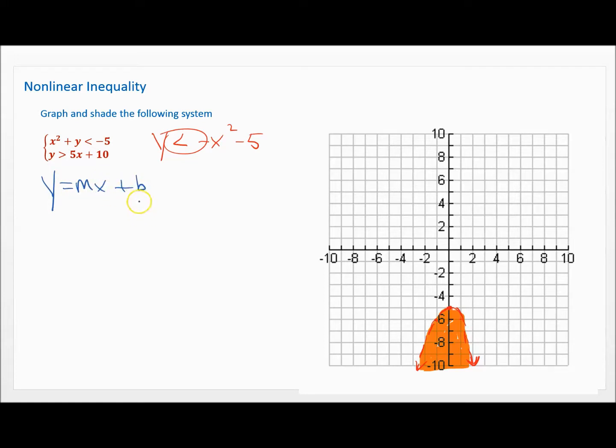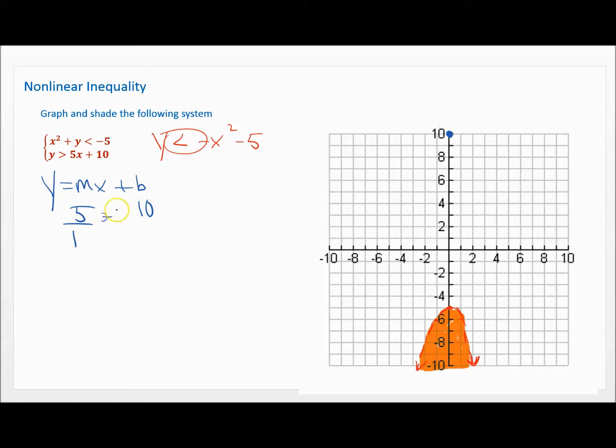So my b value is 10. That means my y-intercept is way up here at 10. I made a mark. And my slope is 5 over 1, which means I count up 5 and right 1. But do I really want to do that? Well, no, because I fall right off my graph, right?